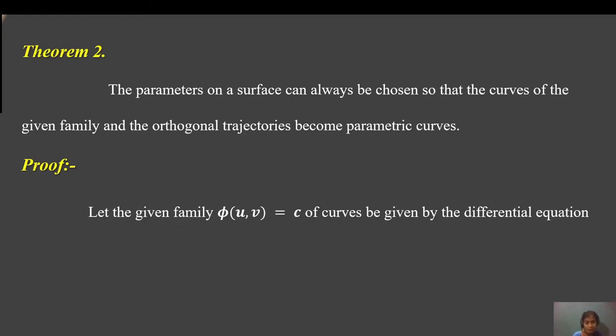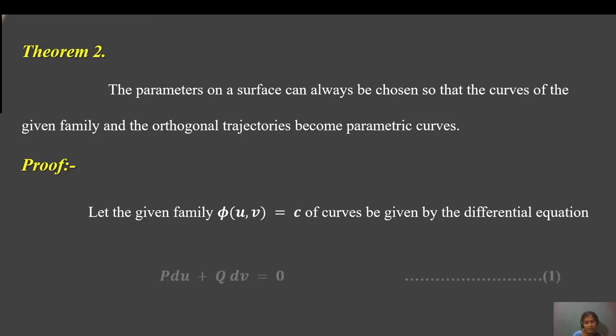What do we mean by parameters? We use this form, where u, v is also given as a parameter, and c is a constant that generates the curve as a parameter, but other u, v, phi, xi show that the parameters for the surface can always be the curves of the given family. Any family will be given, it generates a curve, and the orthogonal trajectory becomes a parametric curve.